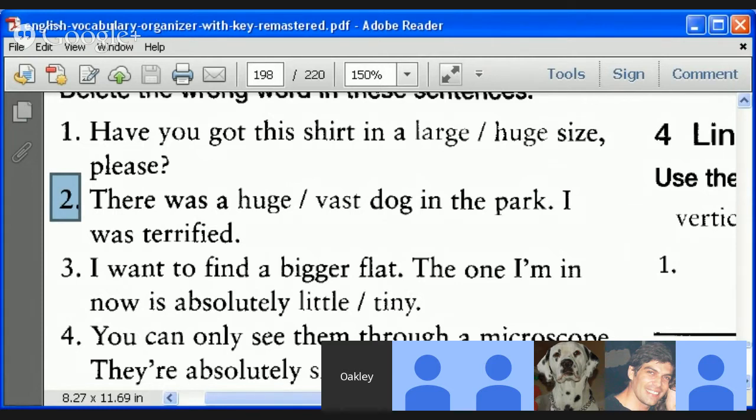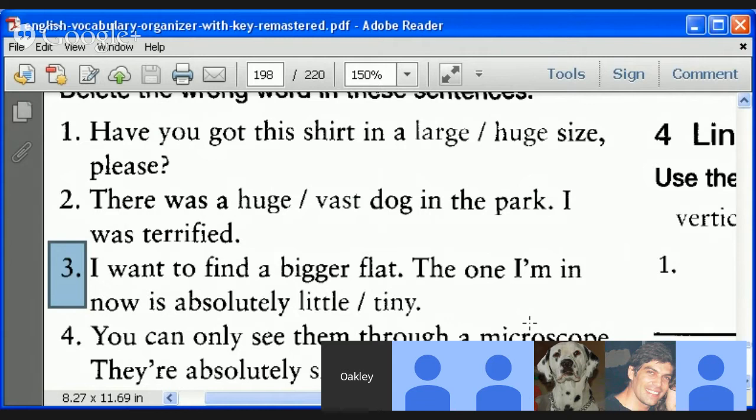Alan, can you try number 2? I can see. You can't see? There was a huge dog in the park. I was terrified. Very good. Yes, you cannot say vast for a dog. Again, vast is about space. Excellent job.